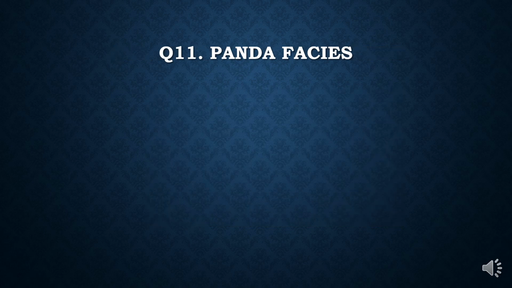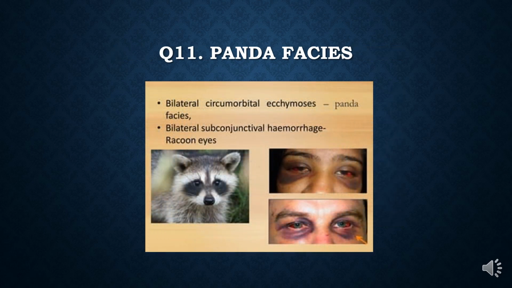Next question is panda faces. Bilateral circumorbital ecchymosis is also called panda faces. It is seen in Le Fort fractures.